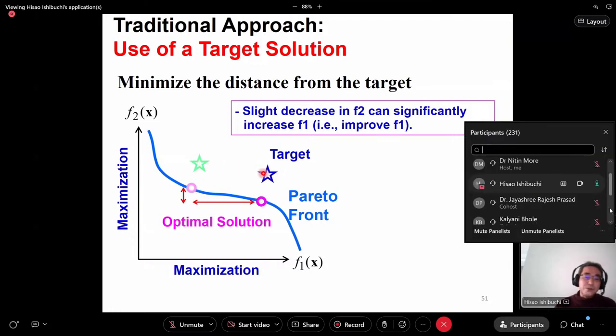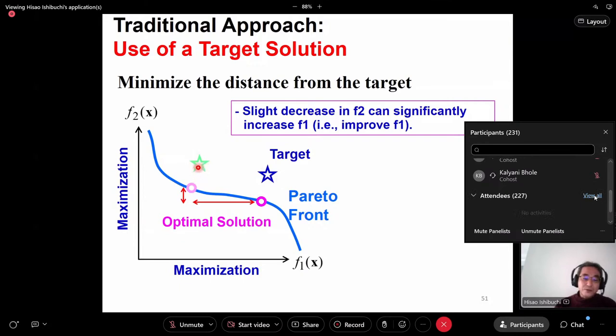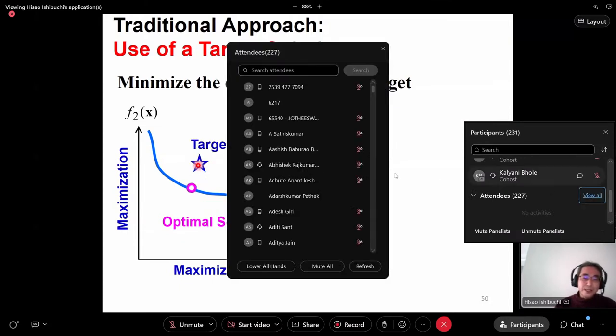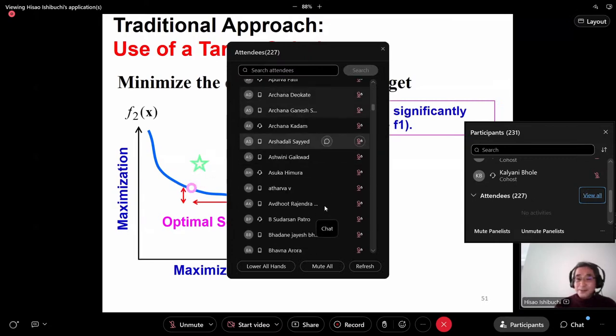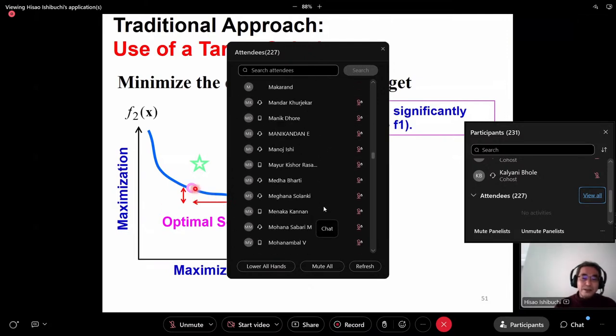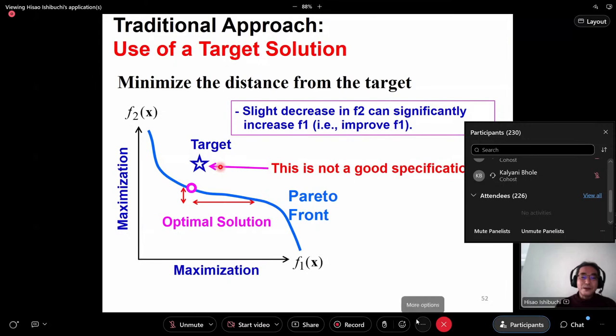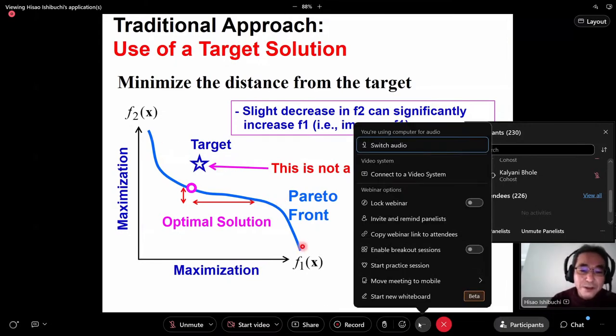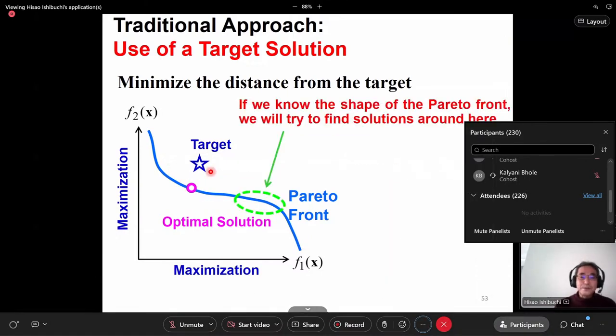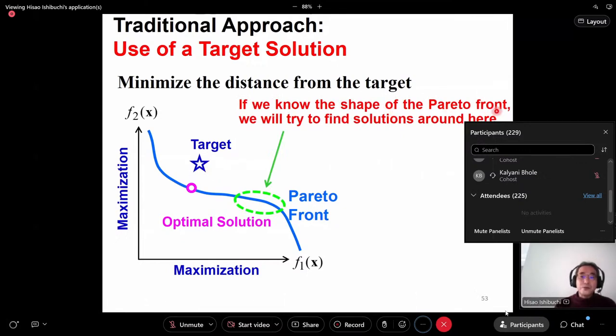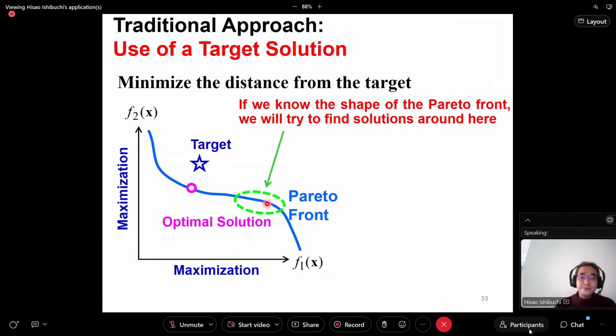If we compare these two targets, going from the first one to the second one is much better because the improvement in the first objective is huge. By a very small decrease of F2, we have a large gain. So this target is better. So the first is not a good specification. This is clear based on this trade-off surface. If we know the Pareto front, we can easily say that this is not a good specification. So if we know the shape of the Pareto front, we will try to find a solution around here, not around here.